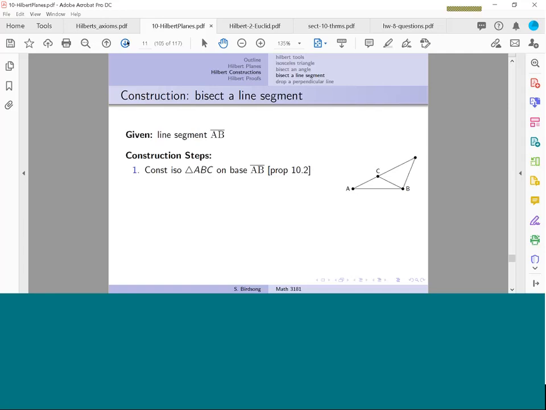Now, right now we have one isosceles triangle, and in fact, this part right here, you don't even need anymore because you've got your isosceles triangle. Any guesses what we might do next?